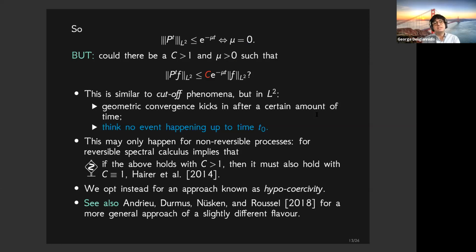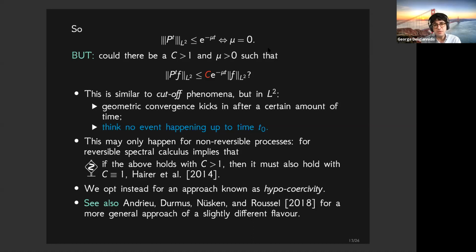Essentially what we've just seen is that if you look at the norm of the semigroup, that cannot decay exponentially with a non-zero rate in the form of the equation at the top. So the only question that remains is whether we can relax this inequality by allowing it to hold up to a constant c.